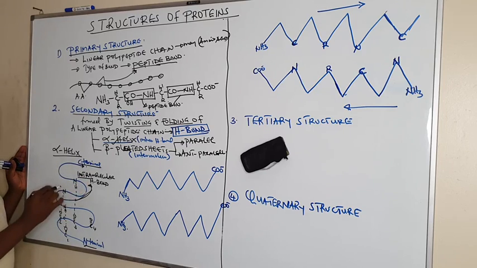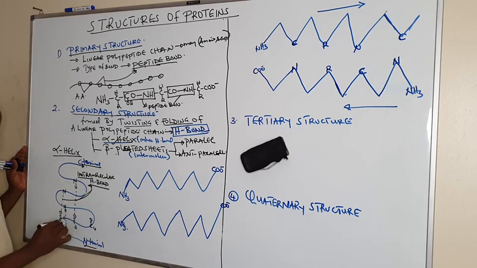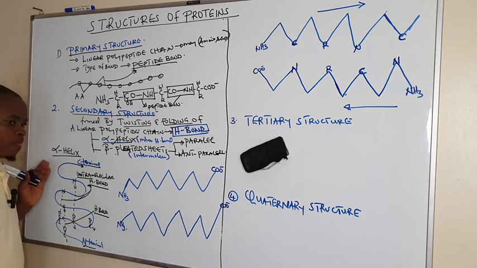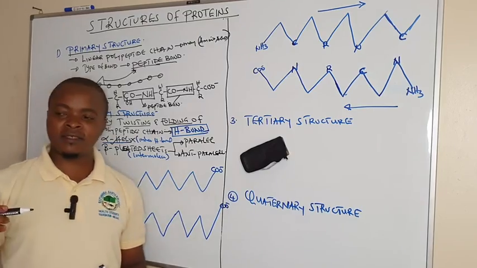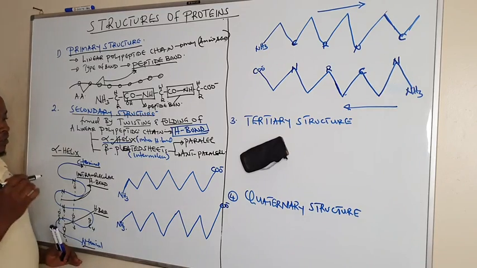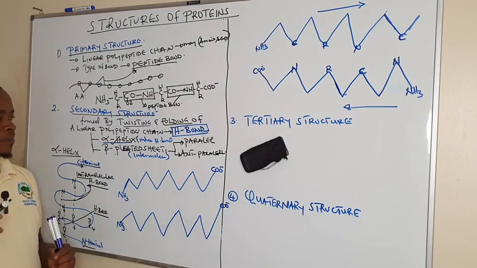So if it is one chain and, due to folding, we are forming hydrogen bonds within it, that is what we regard as an intramolecular hydrogen bond. So this is also another intramolecular hydrogen bond. So in summary, what forms the alpha helix in secondary structure is the intramolecular hydrogen bond. So the type of bond is intramolecular.